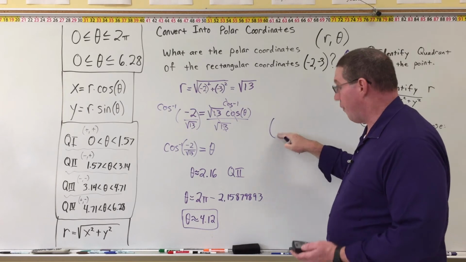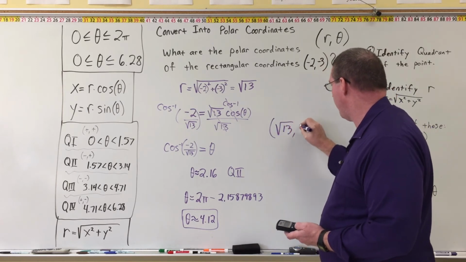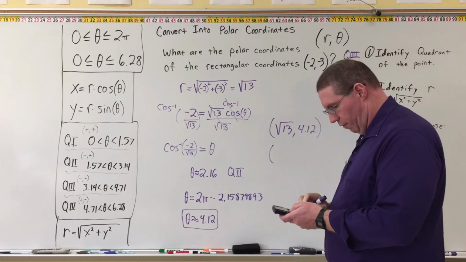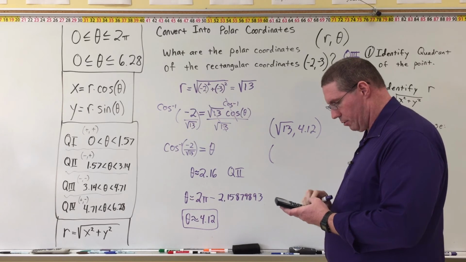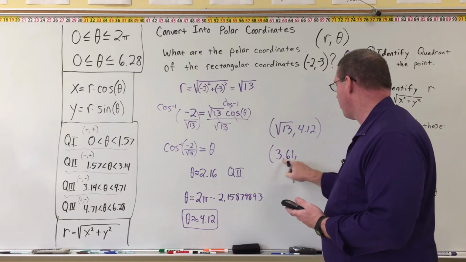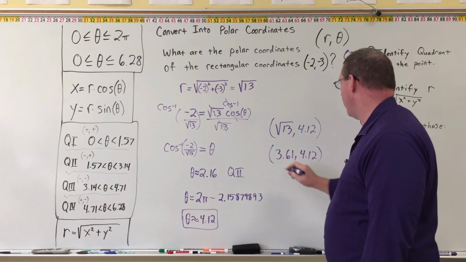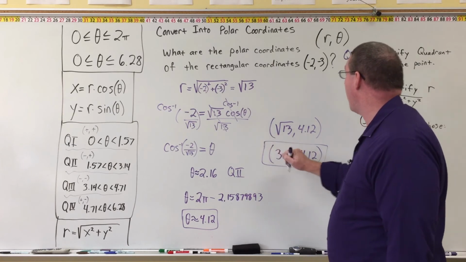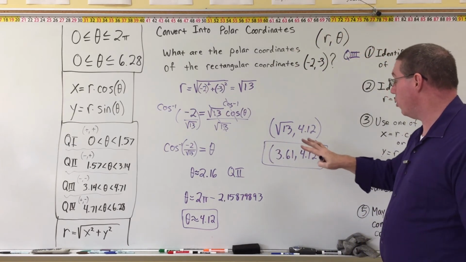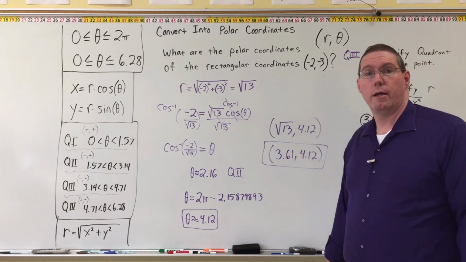We're going to put the radius in first, which is the square root of 13. So you can either put square root of 13, comma, 4.12 radians, or we're going to convert our square root of 13 into a decimal, 3.61, radius of 3.61, and a theta angle measure of 4.12. Okay, and these are our polar coordinates that are equal to the rectangular coordinates of -2, -3.